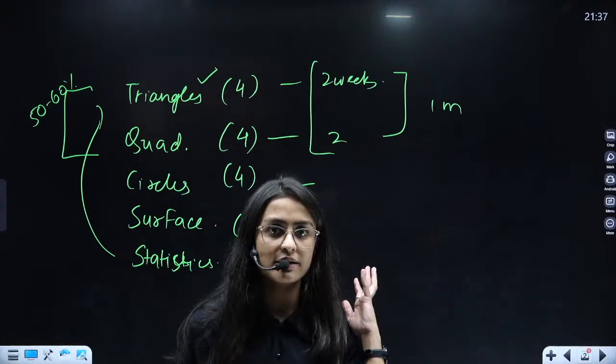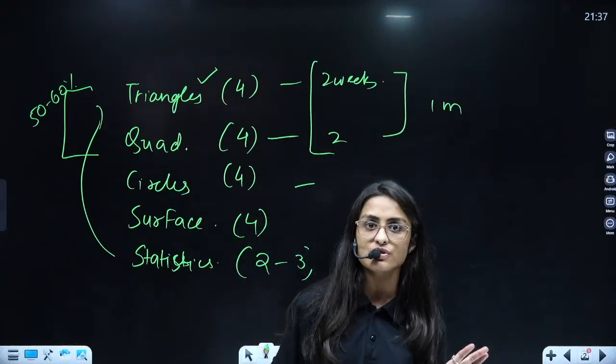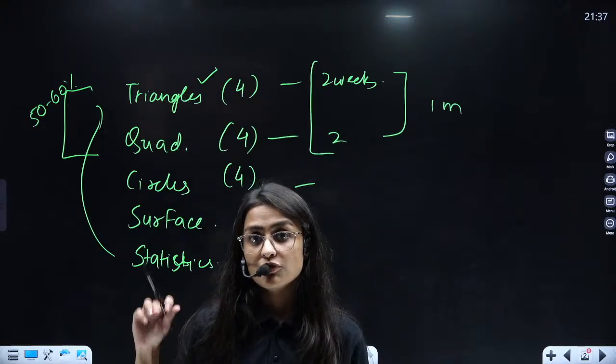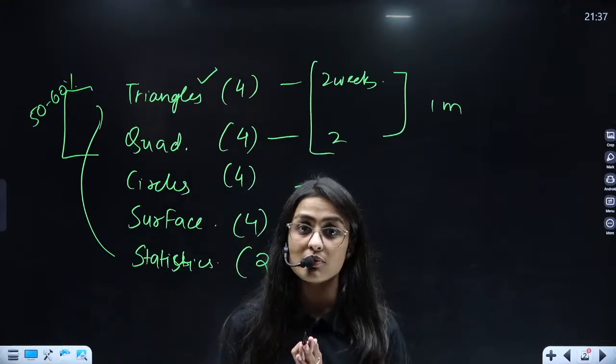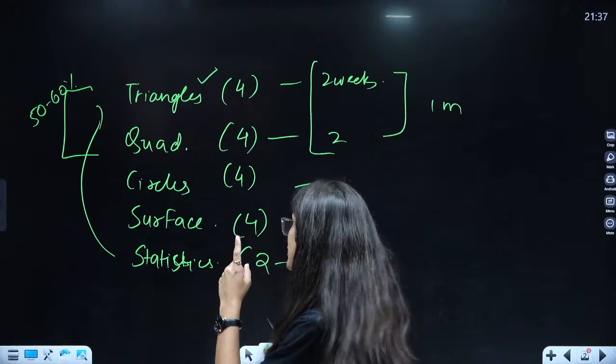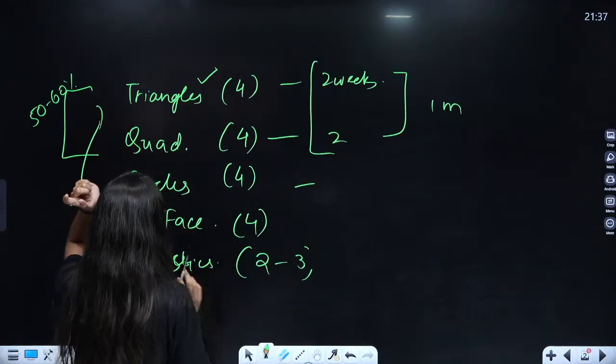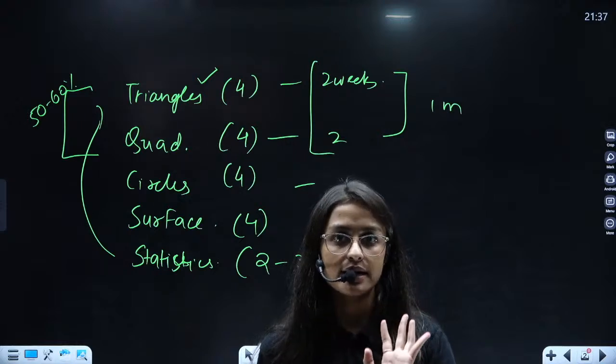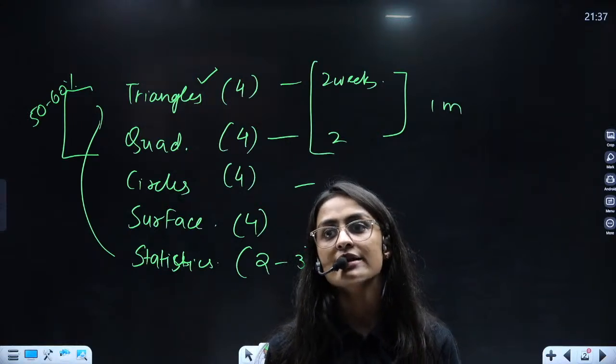Circles, it's fine. If I cover them later on, I do not have any issues for circles and surface area. They are not related together. But for the above two, I have to cover. Now you all decide, should I take triangles first or statistics first? Statistics would cover 2 or 3 lectures. That is enough. And when are your midterm exams?